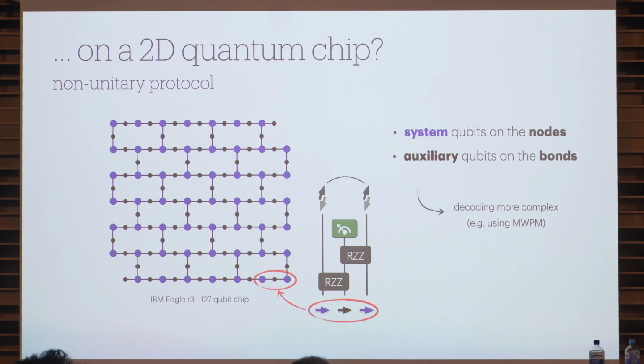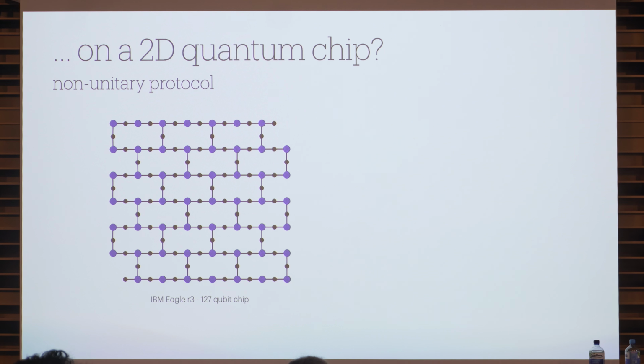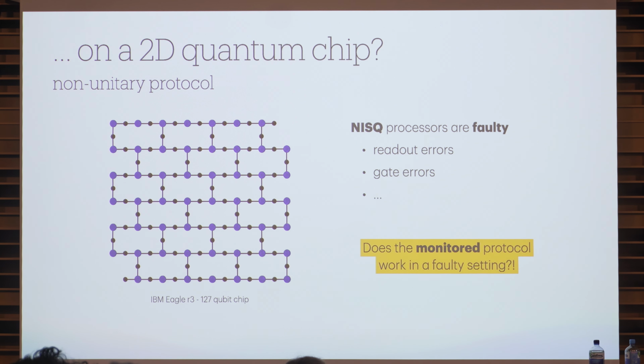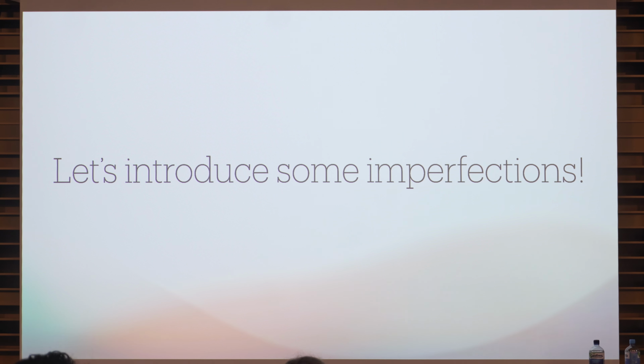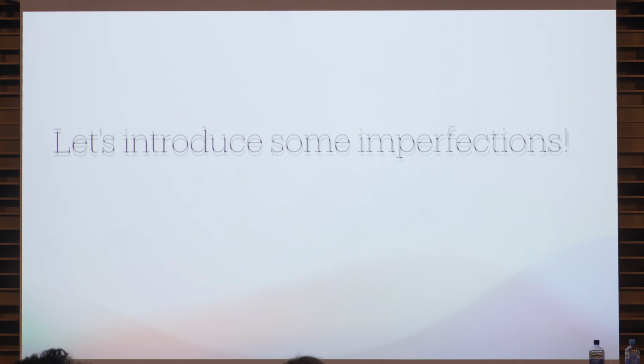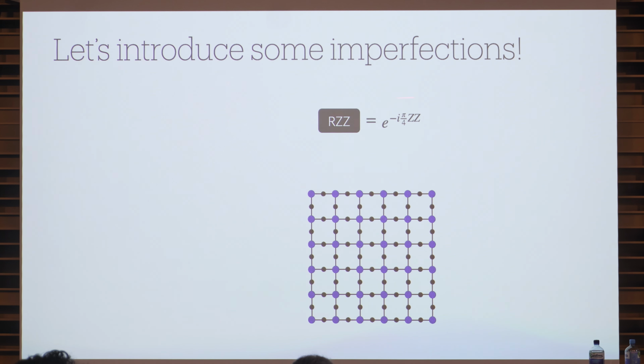So talking about implementing this on a two-dimensional IBM chip, we of course have to talk about the fact that current devices are quite bad and they have all kinds of errors. So we might want to ask the question of whether or not our protocol even works in faulty settings when we have some kind of imperfections. So this is what we want to do. Let's introduce the imperfections that we want to look at. The first one being some imperfection that we apply to our rotational ZZ gates.